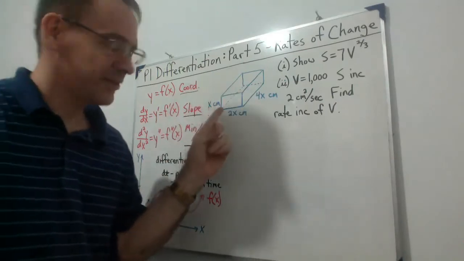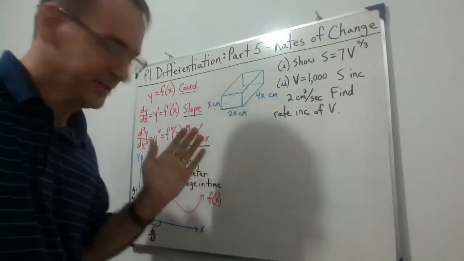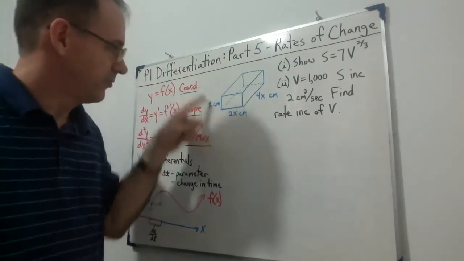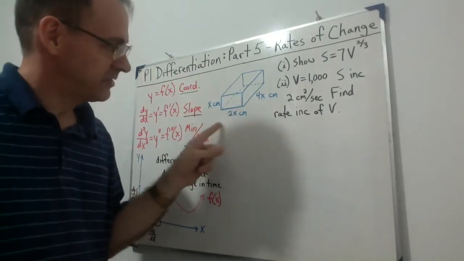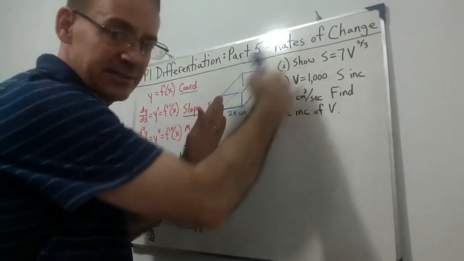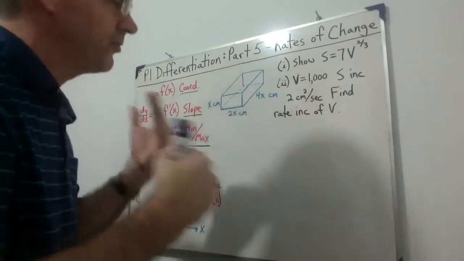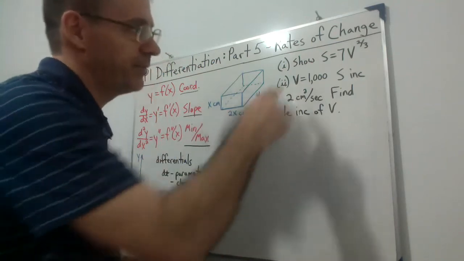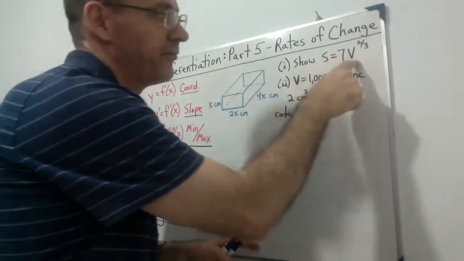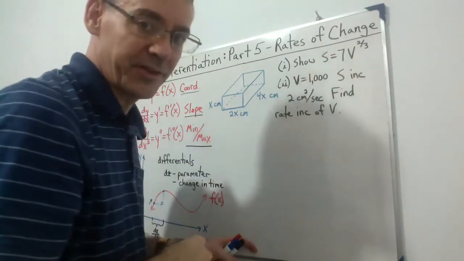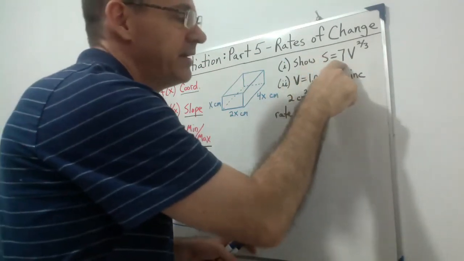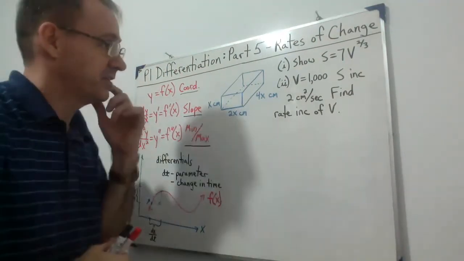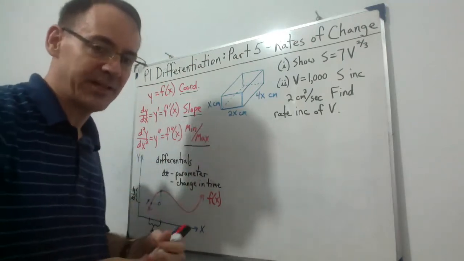Okay, here's our next example. Here you see that we have this rectangular prism, kind of like a box, and the height of this box is x centimeters tall. It's 2x centimeters wide and 4x centimeters long. So in the first part, it wants us to show that the relationship between the surface area and the volume can be expressed with this equation, S equals 7v to the 2/3 power. So that's our first task. So it's a little bit of an algebraic geometric task.